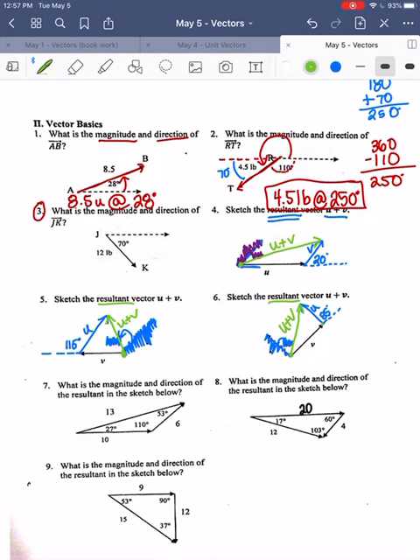All right, so for 7, 8, and 9, maybe I'll just do 1 and then y'all can try the other 2. It says, what is the magnitude and direction of the resultant? So it's already been drawn for you, like 4, 5, and 6 were not, but I drew them for you. But 7, 8, and 9 are already drawn. You just have to pick out which one is the resultant. So basically just find the ones that are tip to tail.